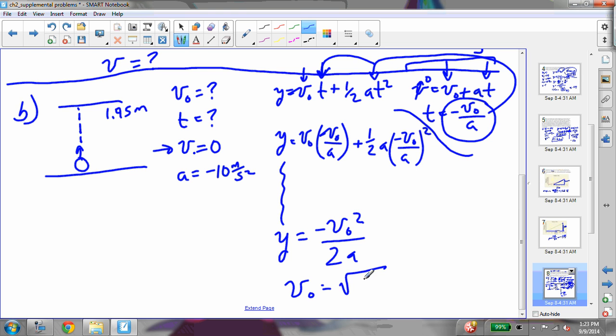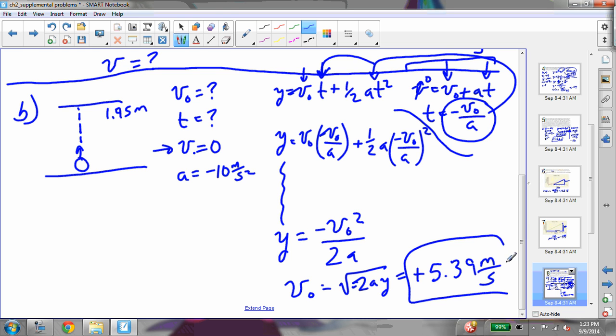which is the square root of negative 2ay, this comes out to be, putting the values in for a, which is negative 10, and y, which was 1.45, I get a value of positive 5.39 meters per second. So that is my initial velocity, which is 5.39. Notice that this is less than the velocity that we found in part A. That is the velocity that it was going downwards with.